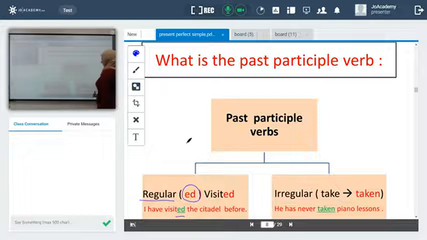The second one is irregular, and the irregular verb is a verb that changes totally when we change it to the past participle form. So we say irregular: the past participle form of the verb take is taken. Take, took, taken. He has never taken piano lessons.